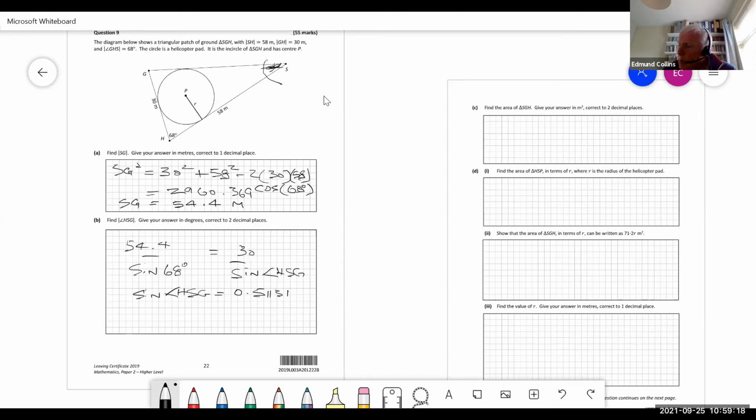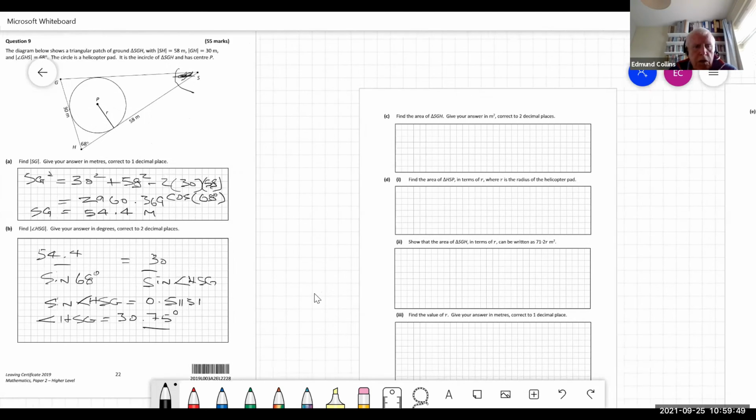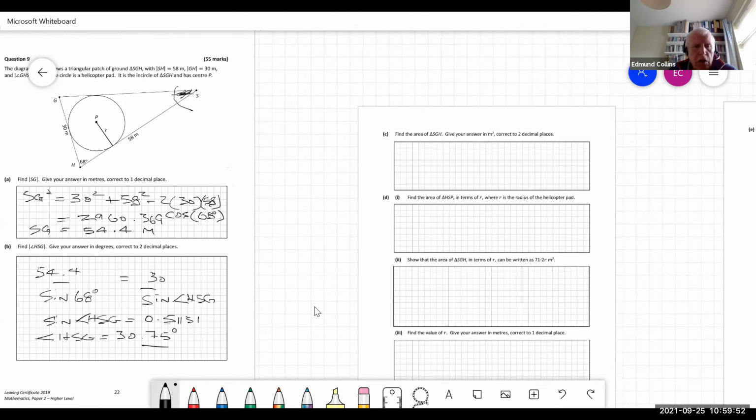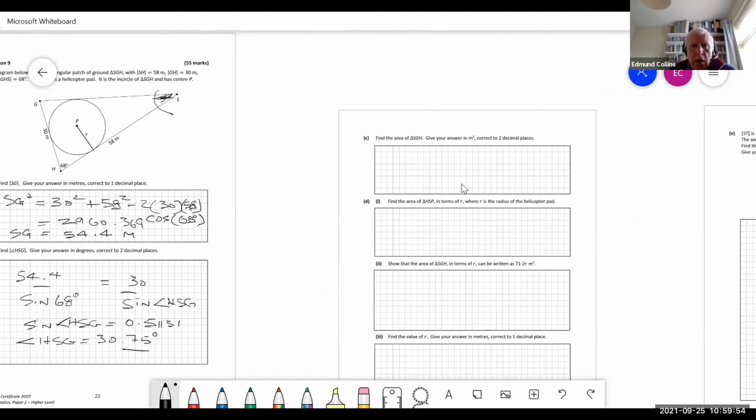And using your calculator, you find what angle has a sine of 0.51131. And the angle is, remember now we're working to 2 decimal places, 30.75 degrees. Working in degrees here, no radians, so straightforward enough here. So that's the first 2 parts. Interesting, using the cosine and the sine rule.